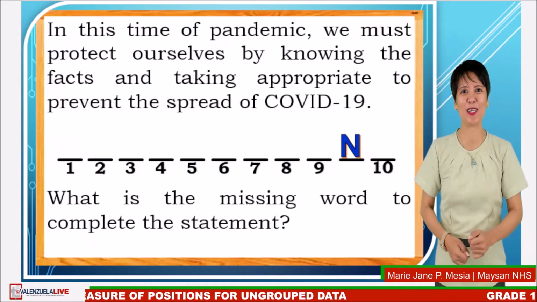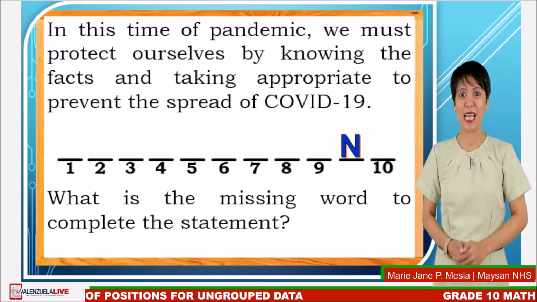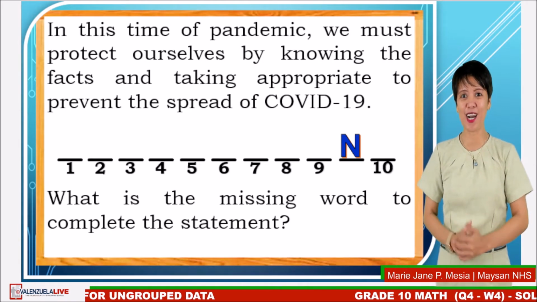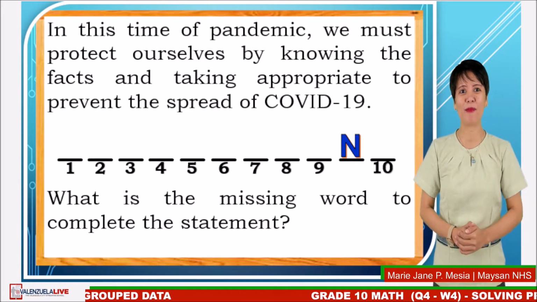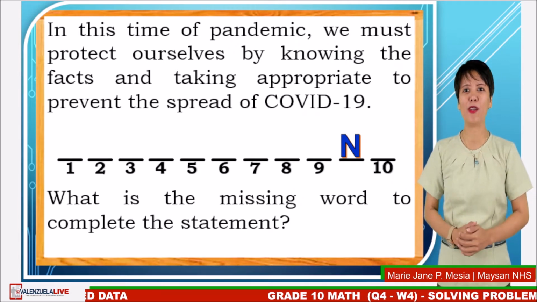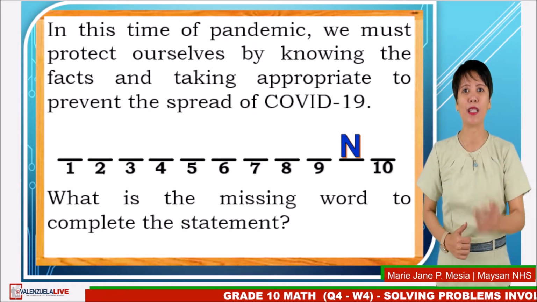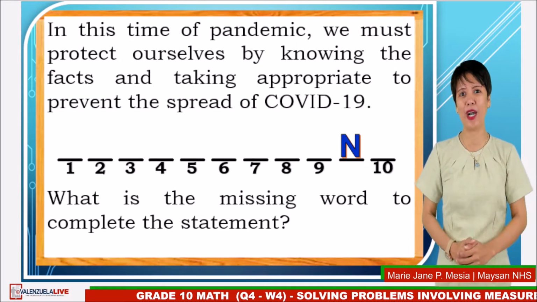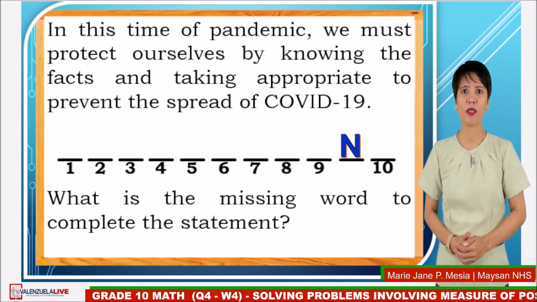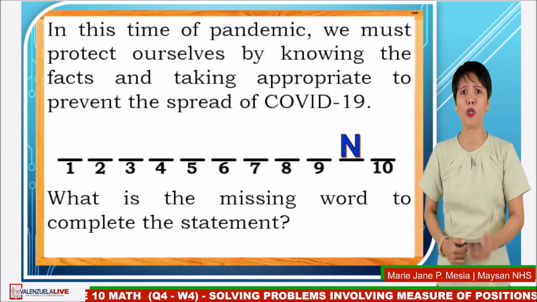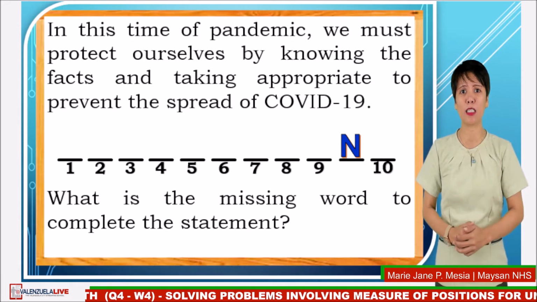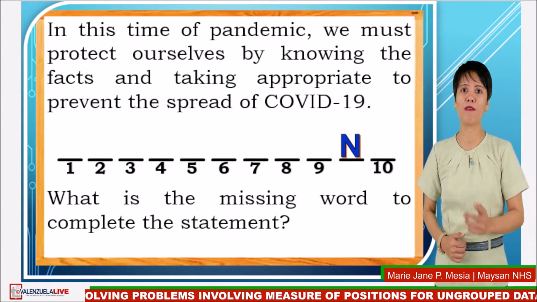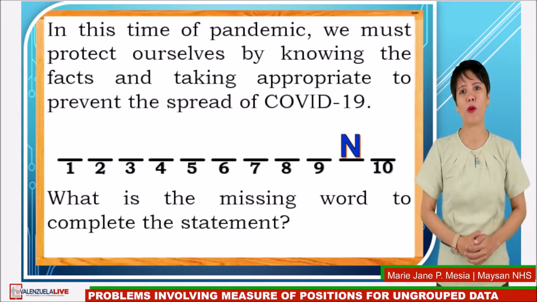Now, let us answer first the activity. Apply the empirical distribution with averaging. So, let's start. In this time of pandemic, we must protect ourselves by knowing the facts and taking appropriate action to prevent the spread of COVID-19. What is the missing word to complete the statement? Given the data below, compute for the following and write the letter on the space that corresponds to the value of each measure of position. You have 20 seconds to answer each question.